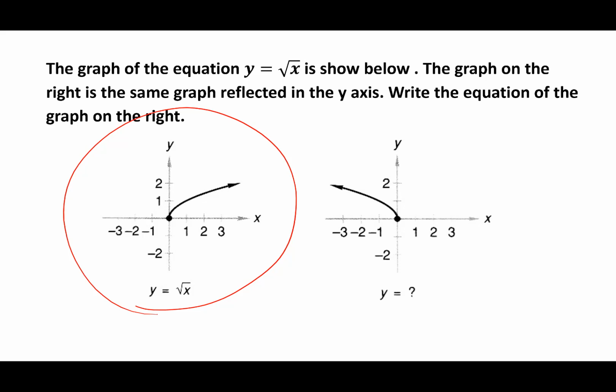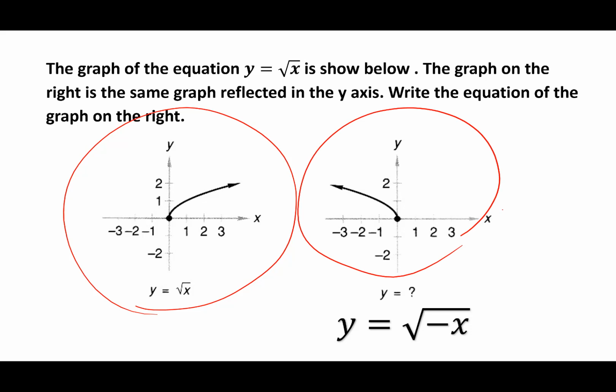So whenever we want to reflect a graph in the y-axis, we exchange x for negative x. So wherever we see an x, we're going to put negative x. And so when we do that, we're going to have y equals the square root of negative x. That would be this function here.